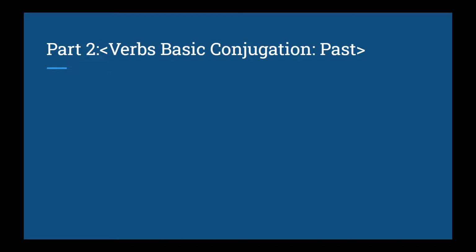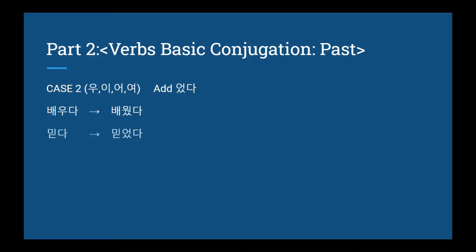Conjugating the verbs in the past tense has 3 different cases. The first case is when the verb ends in a or o, you would add 았다. Examples are 가다 becomes 갔다 and 보다 becomes 봤다. The second case is if the verb ends in u, i, o, or 여, you would add 었다. An example of this would be 배우다 becoming 배웠다, 믿다 becoming 믿었다, 열다 becoming 열었다, and 켜다 becoming 켰다.